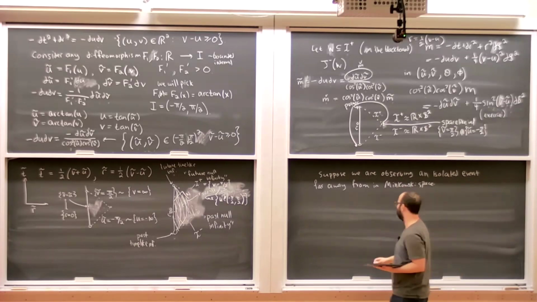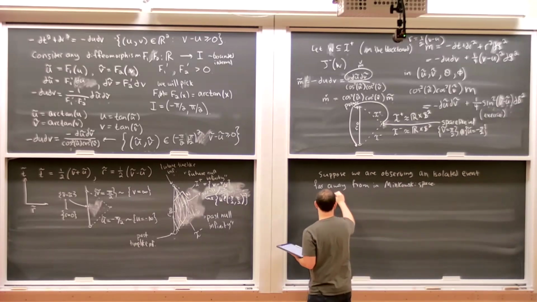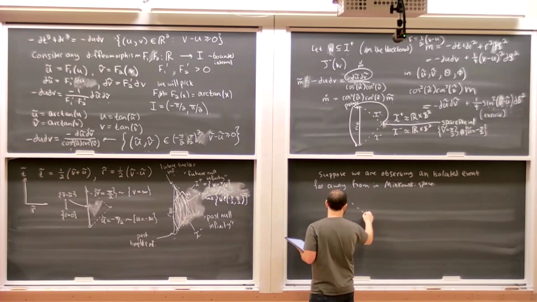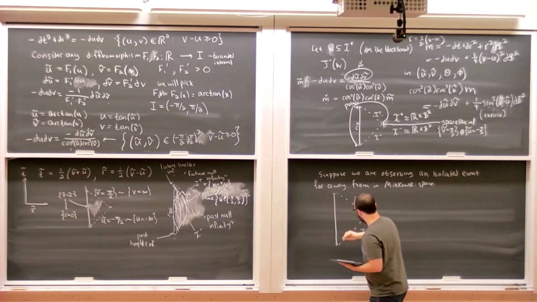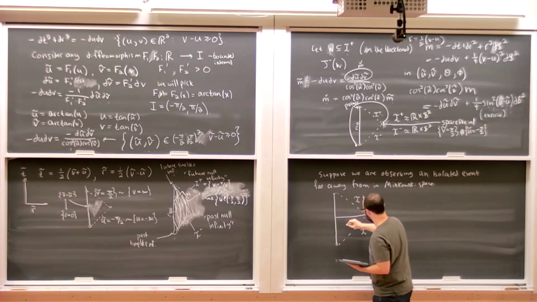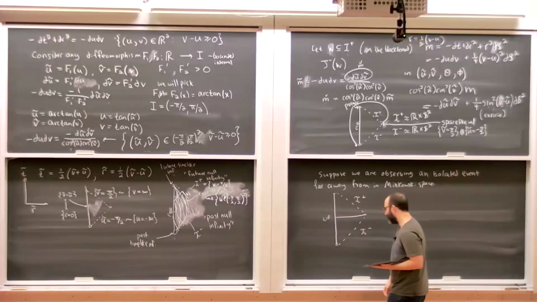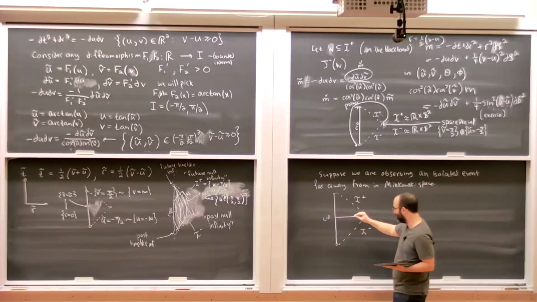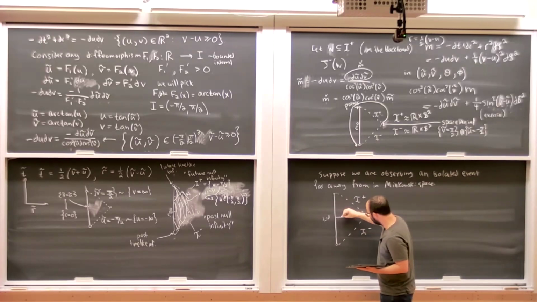Okay, so sort of what happens? Let's draw this in this picture. All right, so let's suppose, so here's some, let's say this is t equals 0. Okay, so suppose something happens.